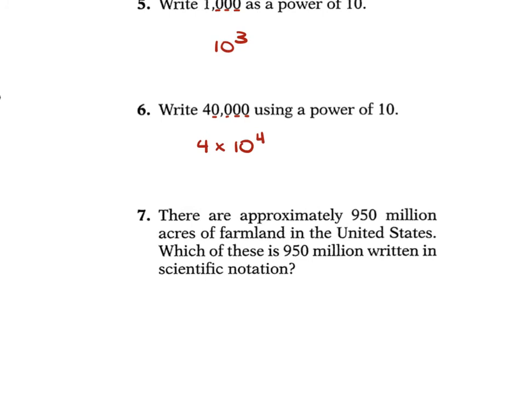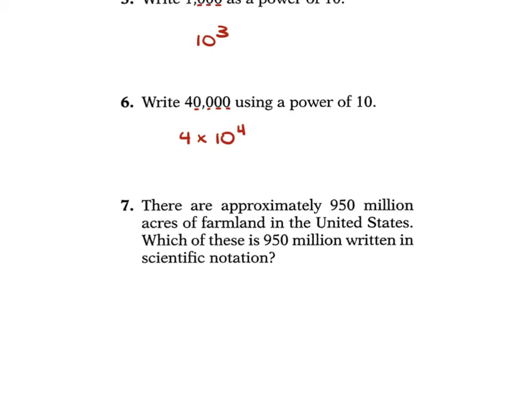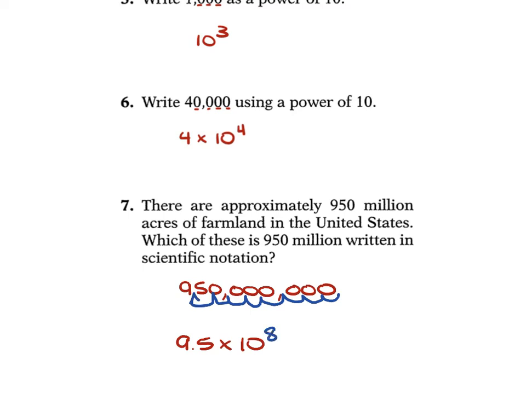For 7, it says there are approximately 95 million acres of farmland in the United States. Which of these is 95 million written in scientific notation? We don't have any answer choices here, so we're going to write out 95 million. So this would be our number. If we would write this into scientific notation, it would be 9.5 times 10 to a power. So how do you know what power that is? So we move our decimal point 3, 4, 5, 6, 7, 8. So it would be 8th power.